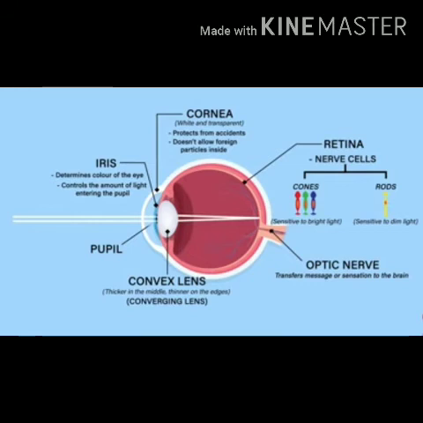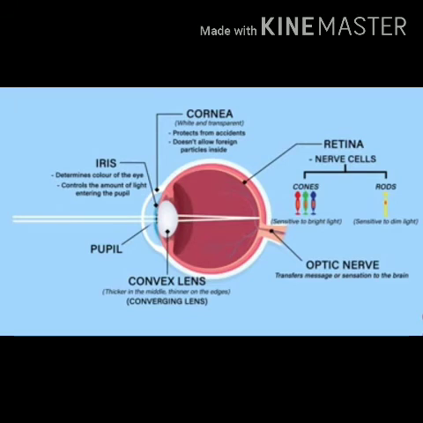The first function of the iris is that it gives the distinctive color. It determines the color of the eye. Another function of the iris is that it controls the amount of light entering the pupil. And how is it going to control that? By adjusting the size of the pupil. The iris controls the size of the pupil. Now how does this happen?